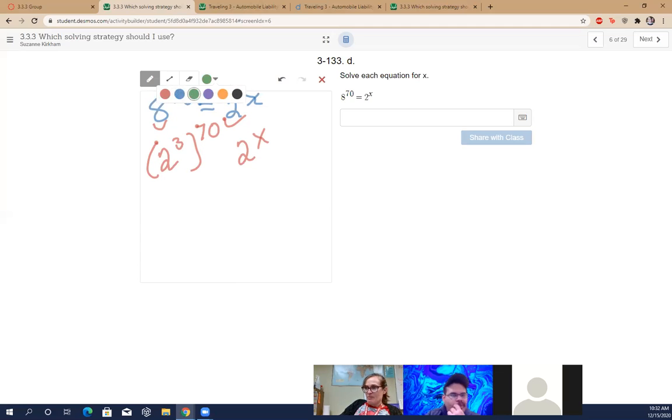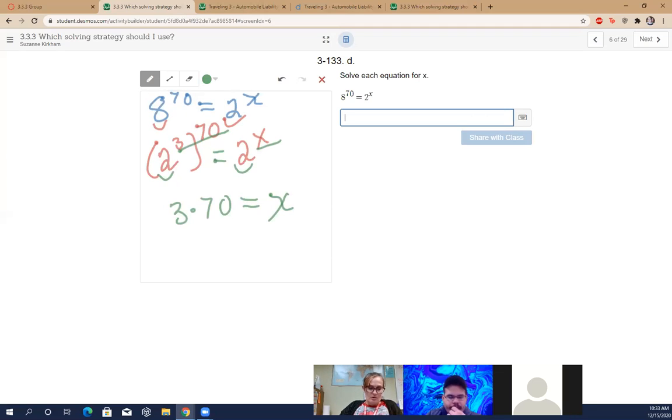Now that we have our bases the same, a 2 here and a 2 here, we'll only have to worry about, oh, I forgot my equal sign. We'll only have to worry about the powers. So I'll take 3 times 70 equals x. So what does x equal? What is 3 times 70? 210. Yep, 210. So x equals 210.